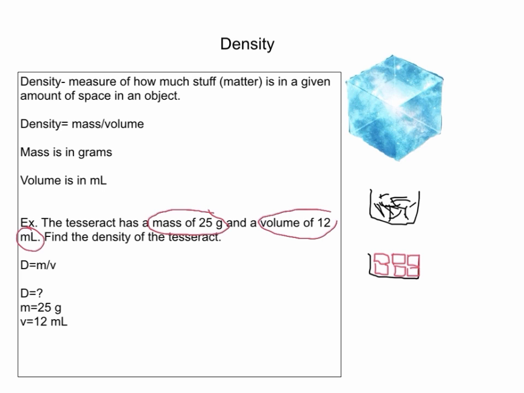And what are they asking me to find? Well, they were asking me to find the density of the object. So there I go. I can ignore most of the words of the problem even. I circled my important information. I know what I'm trying to find. Now I can just plug into my equation. So I don't know D, but I do know the mass is 25 grams. And I know that the volume is 12 milliliters. So when I finish, I do 25 divided by 12. And what do I get?